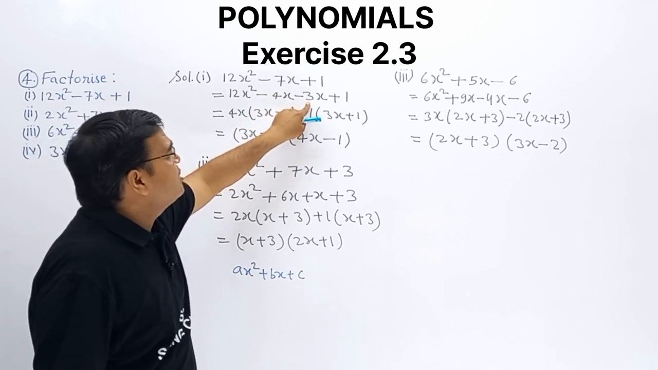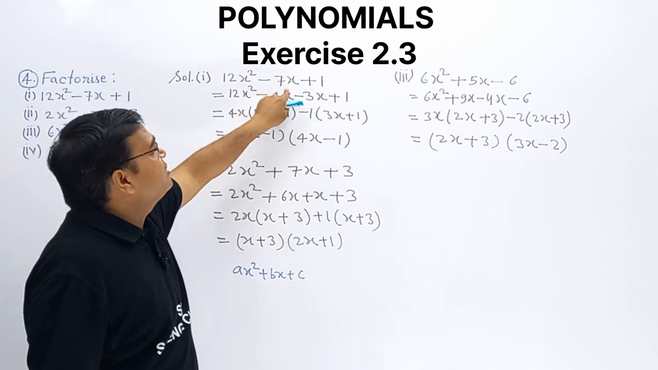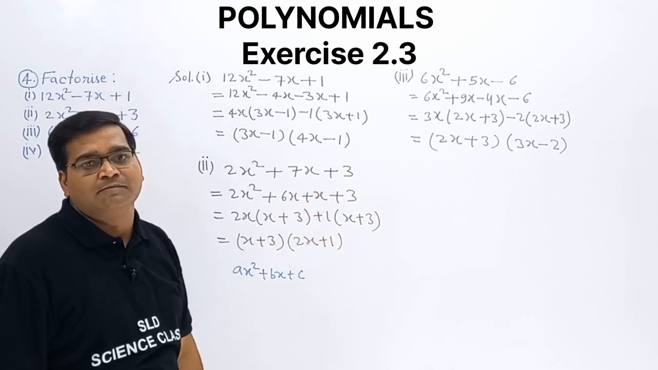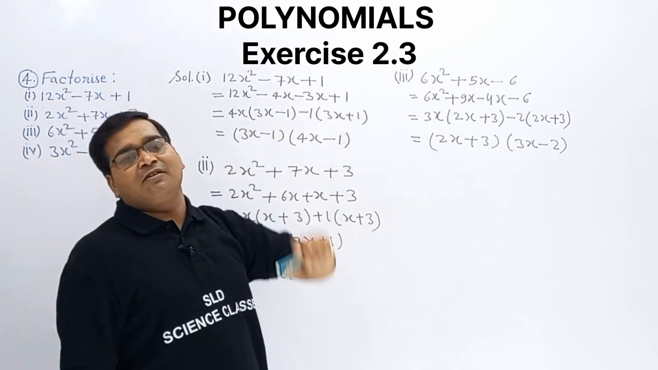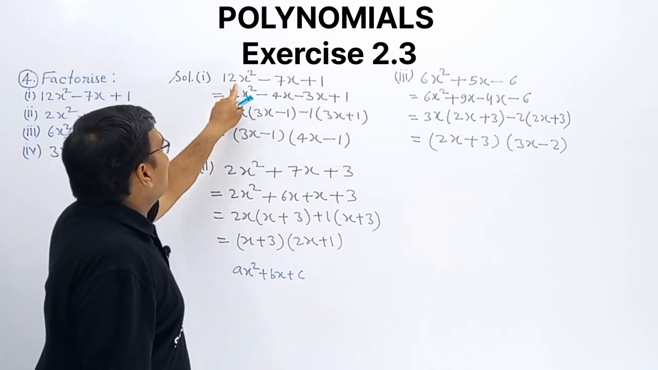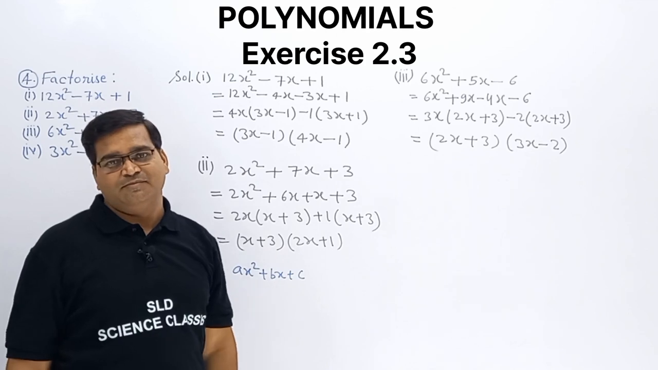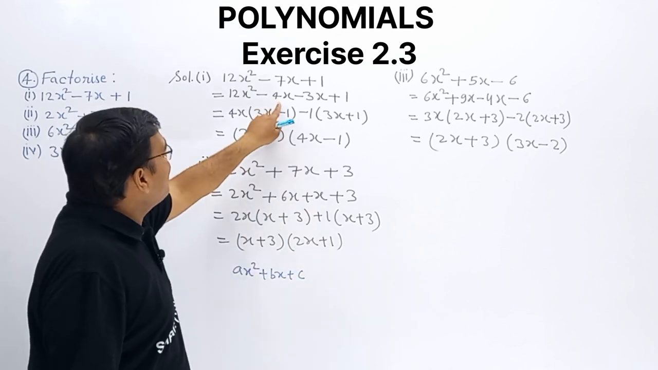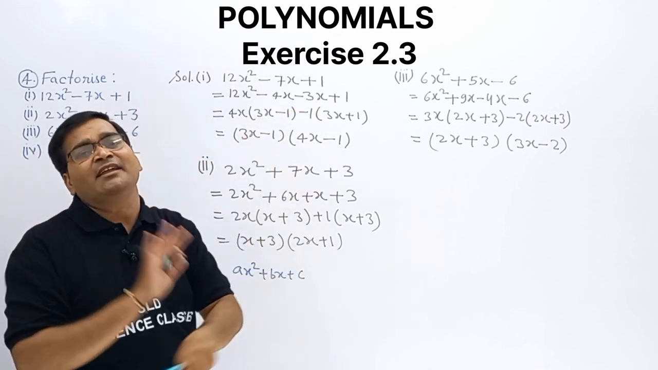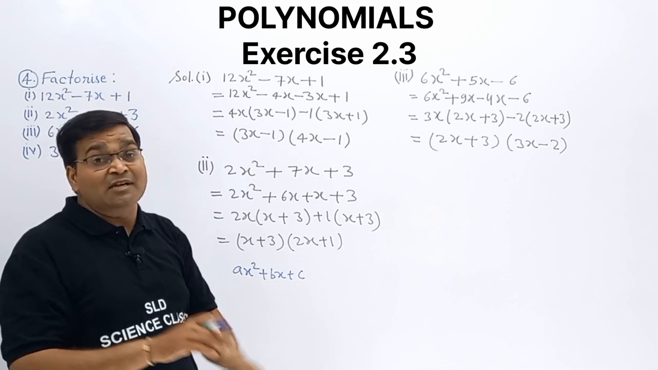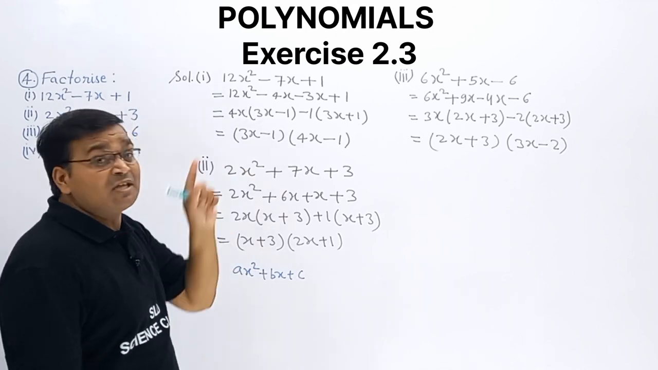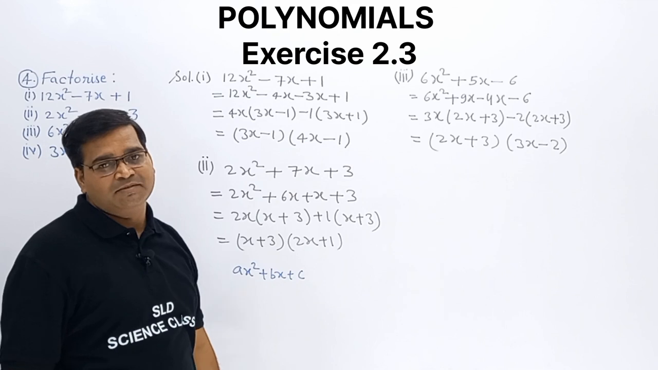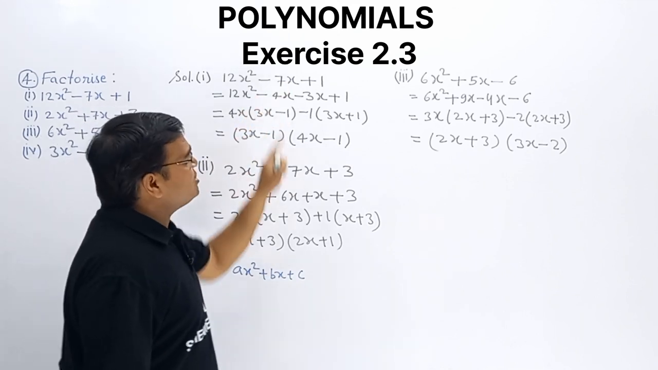The sum of both should be equal to this one, but the sum alone is not sufficient. The product of both parts should be equal to the product of the first and last terms. The product of the x square term and the constant term should be equal to the product of both parts, with the same sign. A different sign is not allowed. Are you getting it? Minus 7x.